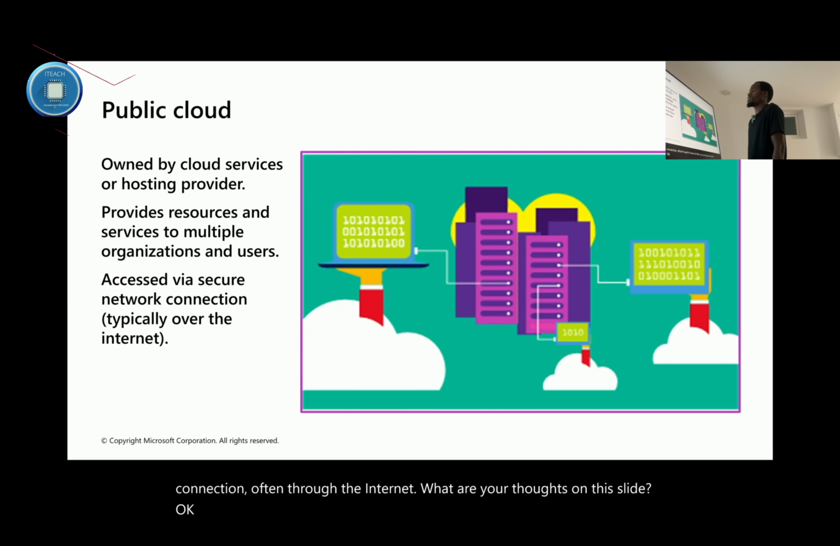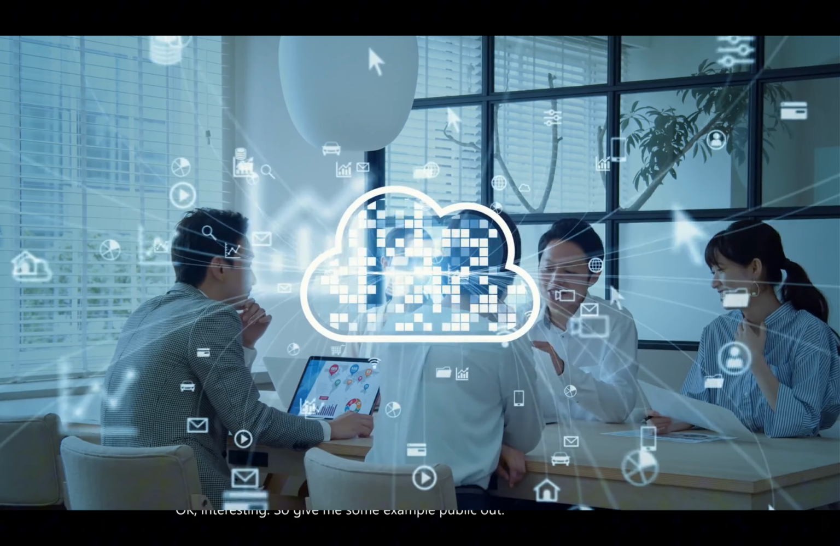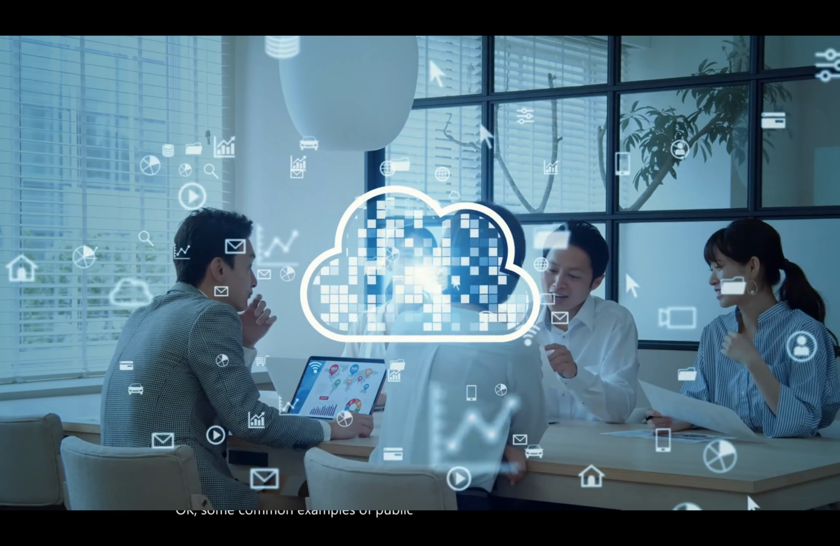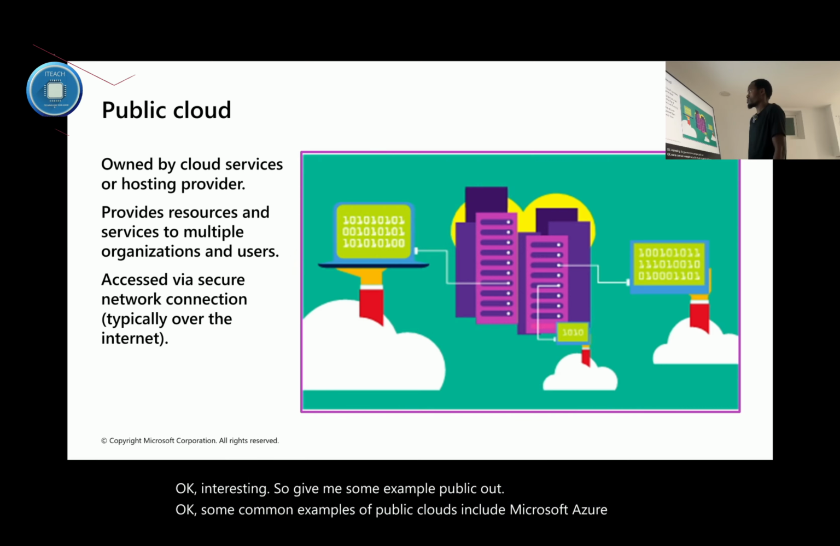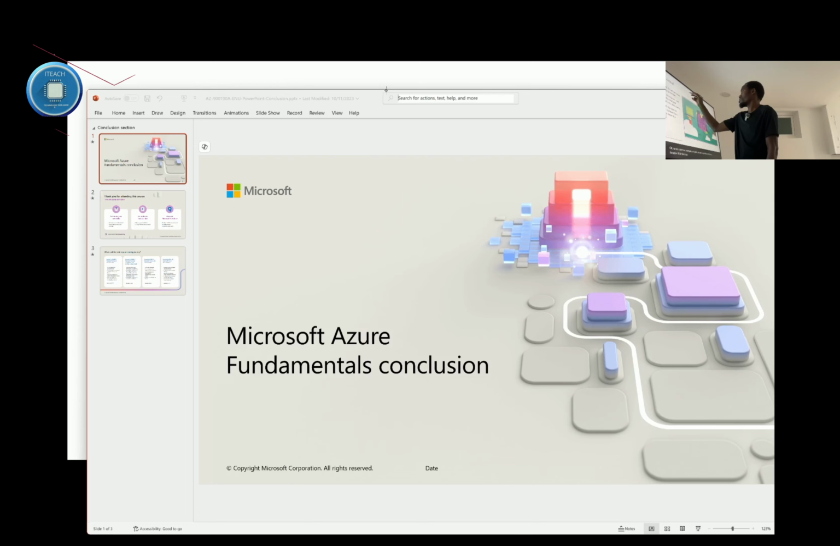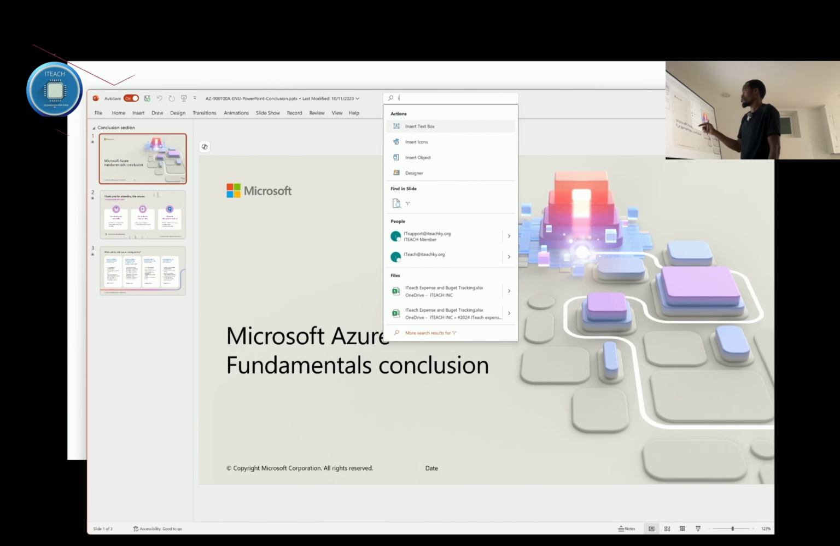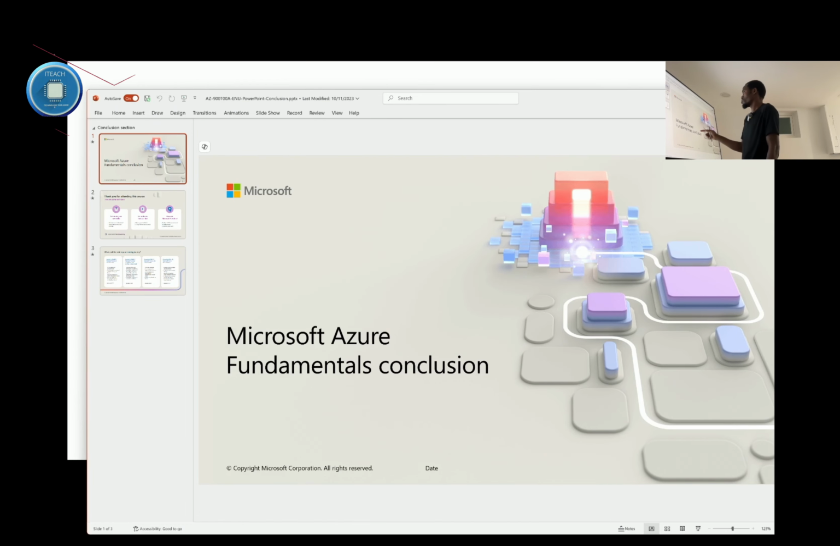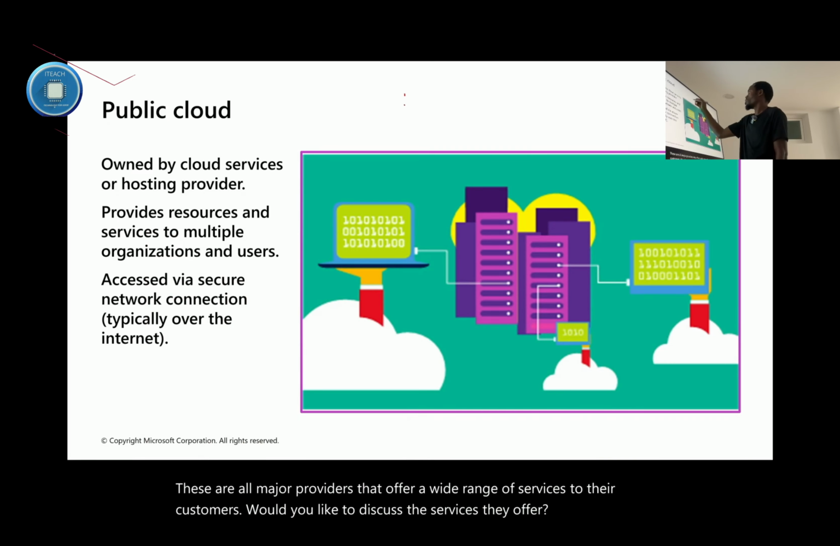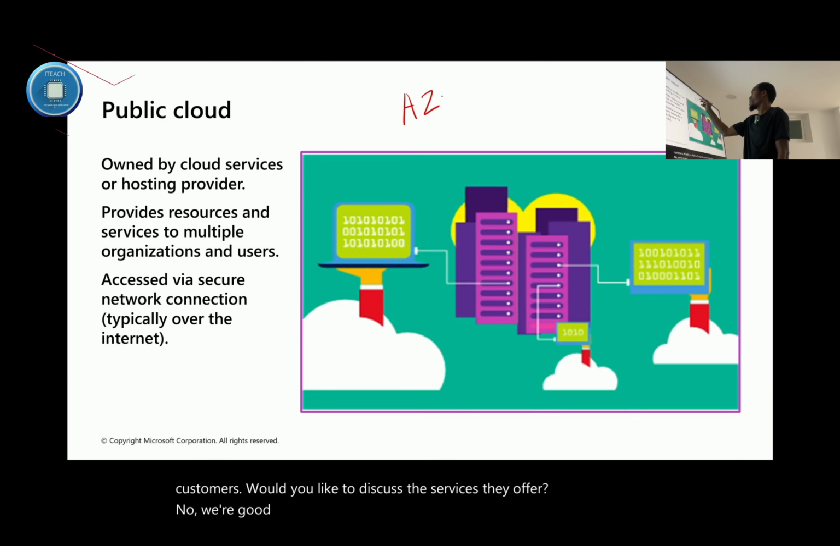Interesting. So give me some examples of public cloud. Some common examples of public clouds include Microsoft Azure, Amazon Web Services, AWS, and Google Cloud Platform, GCP. These are all major providers that offer a wide range of services to their customers. Would you like to discuss the services they offer? Oh, no, we're good. So you talked about Azure, right?